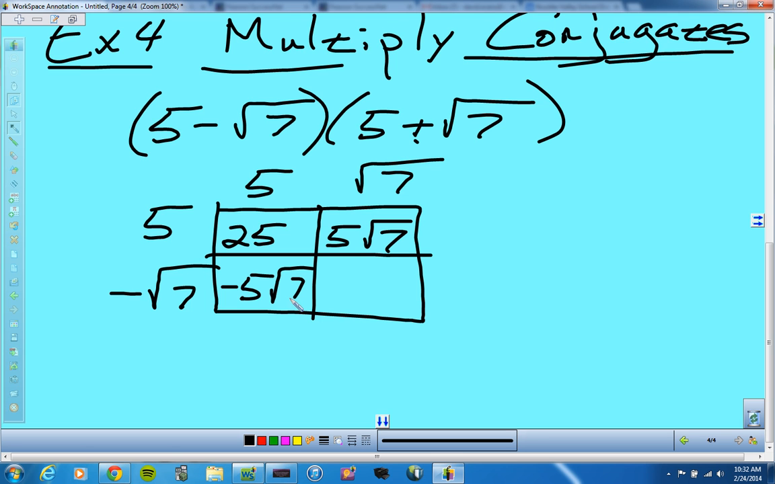Square root. Multiply 7 and 7. So negative square root 49, and square root of 49 is 7. So when we multiply the exact same thing underneath the square root, you can just write this. You don't have to show this intermediate step. I'm totally fine with that. Okay? So then we just combine like terms.